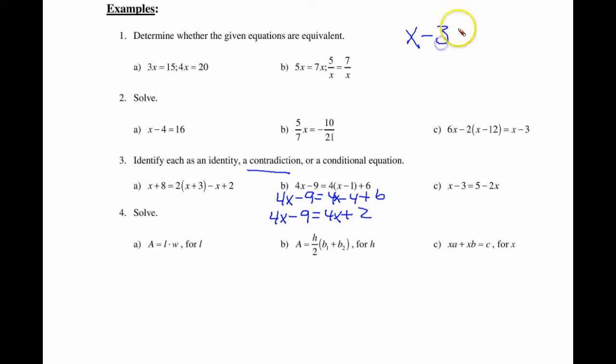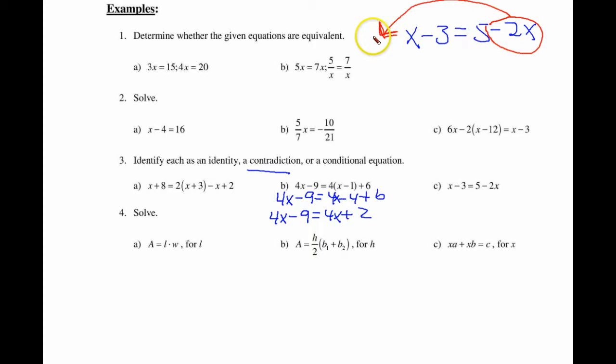x minus 3 equals 5 minus 2x. Now, one of the things I will be telling you, and we're going to use a lot later in the course, is this concept of what we call transposition, where we take a term from one side of the equation and transpose it to the other side. This is sort of a shortcut. When we do that, and it crosses the equal sign, the term we had changes its sign.